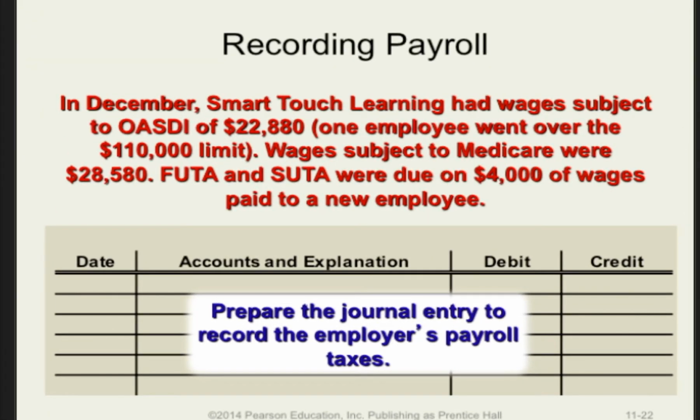In December, Smart Touch Learning had wages subject to OASDI of $22,880. Note that one employee went over the $110,100 threshold, so that not all of their salary was subject to OASDI withholding. Wages subject to Medicare were $28,580. FUTA and SUTA, which are the unemployment taxes, were due on $4,000 of wages paid to a new employee. Prepare the journal entry to record the employer's payroll taxes.